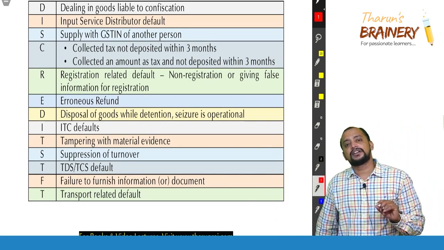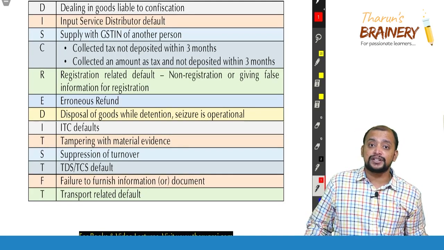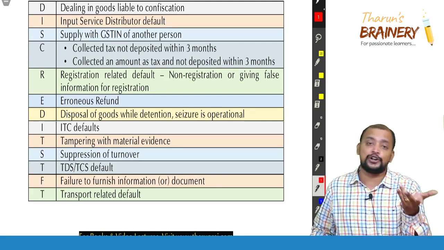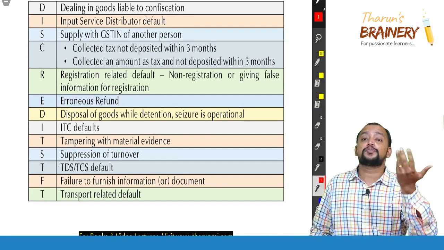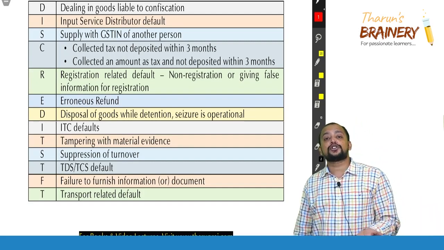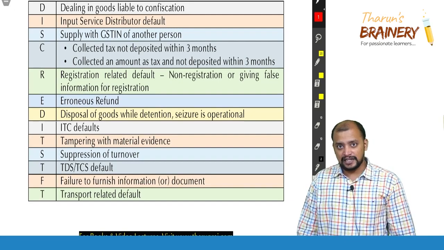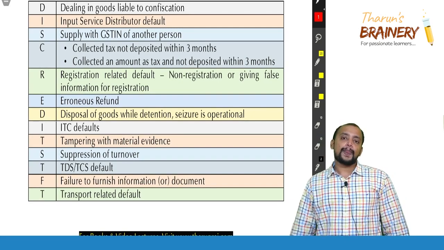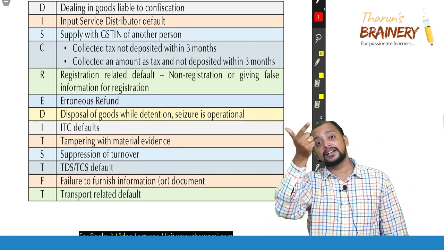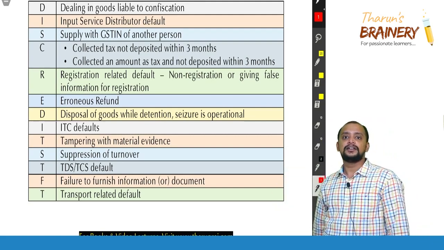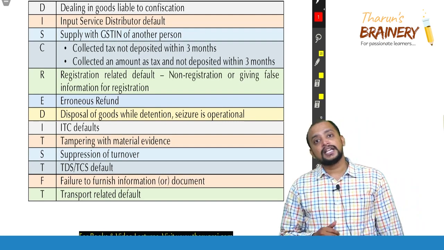What is the difference? Collected tax not paid within 3 months is: you are supposed to collect tax, you collected tax but you did not pay. Collected an amount as tax means you are not supposed to collect, but you collected. You are making an exempted supply, you are not supposed to collect. Or you are supposed to collect only 5% but you collected 18%, like that. Whatever you collected is an amount representing tax. Collected an amount as tax and not deposited within 3 months. That is an offence. Then that is C.